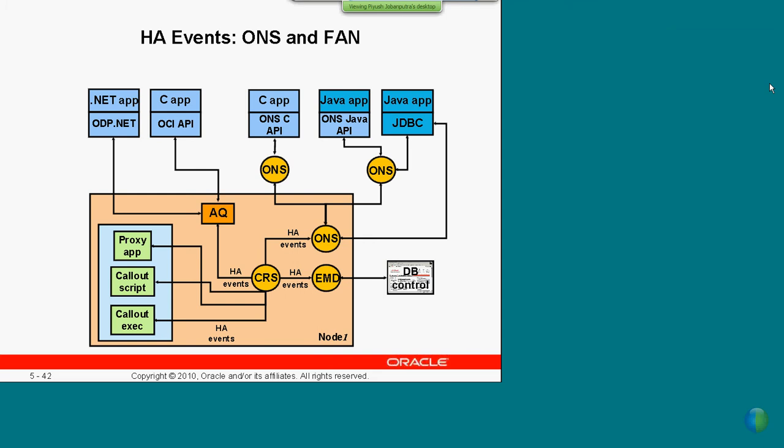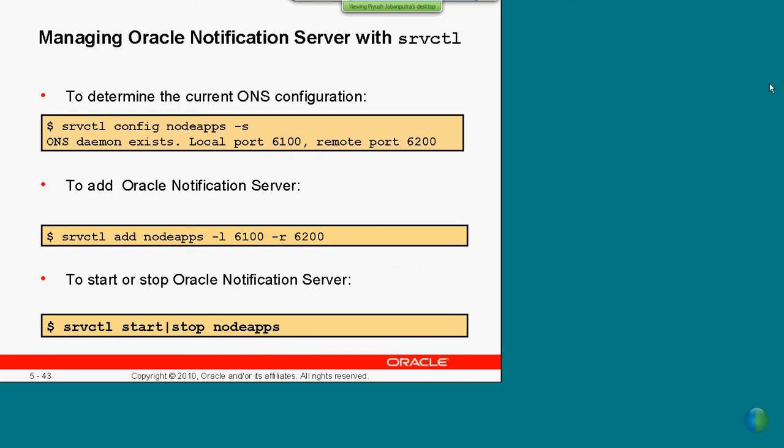It interacts with .NET applications, C applications, Java, JDBC. If you have ONS Java APIs, all of that can interact with ONS. If you want to check what your ONS configuration is, you can type the command srvctl config nodeapps, which will give you the current configuration.